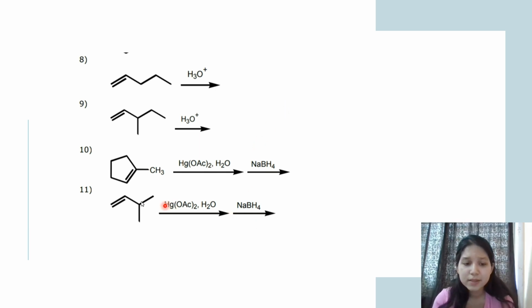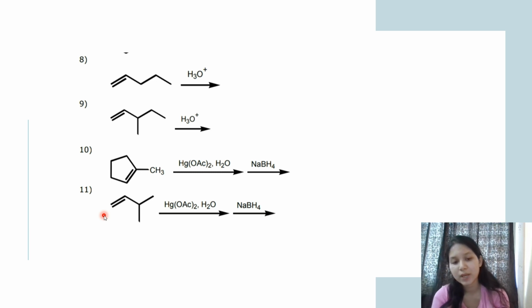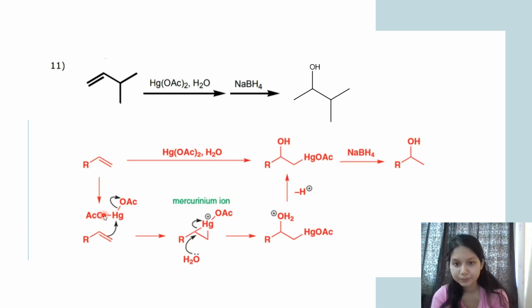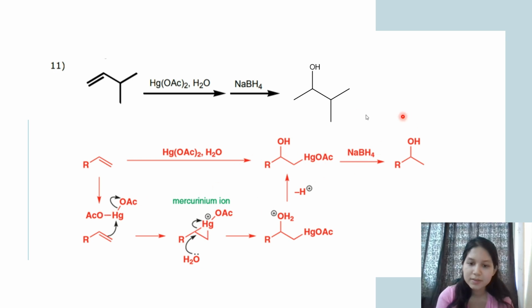So next example is also very similar. The approach will be same. The nucleophilic double bond will attack at the electrophilic center, and then water will come to the picture, and lastly you will have to treat the mercury acetate species formed with sodium borohydride. So similar mechanism it will also follow.